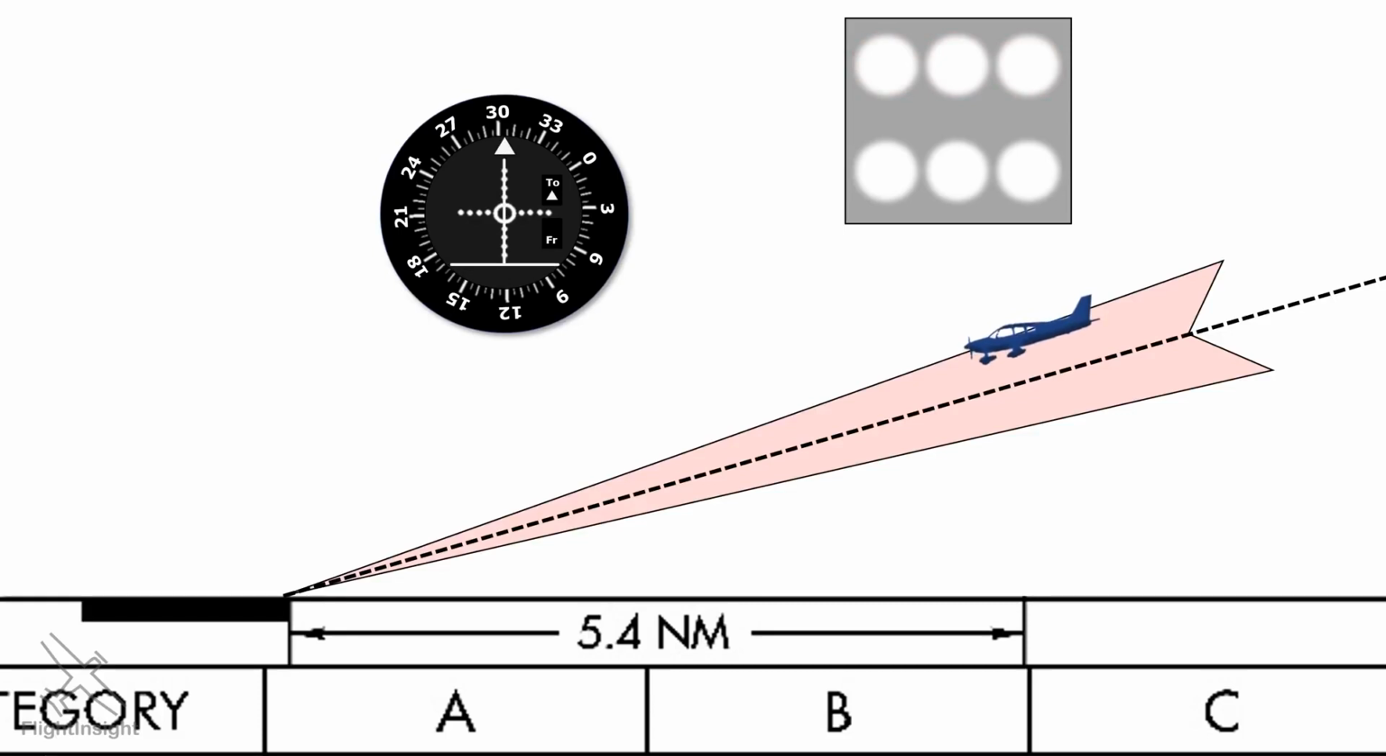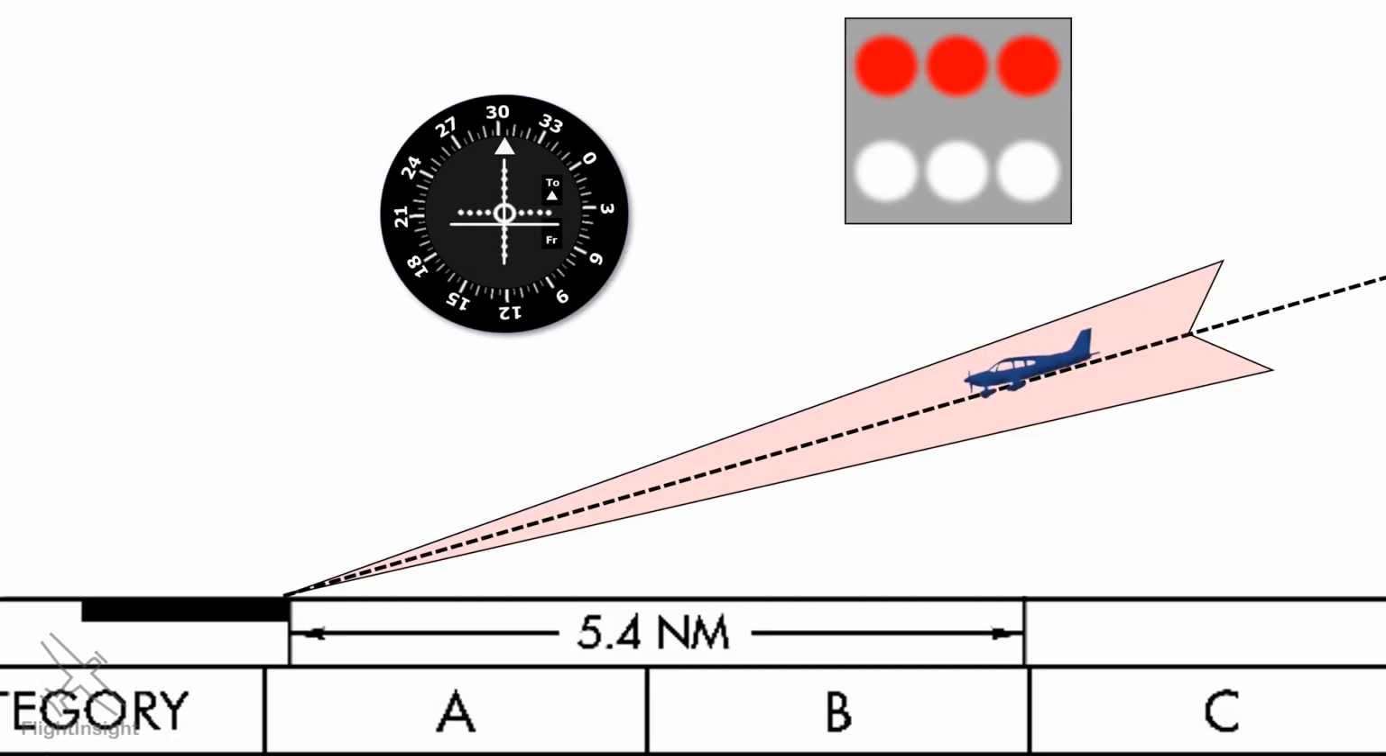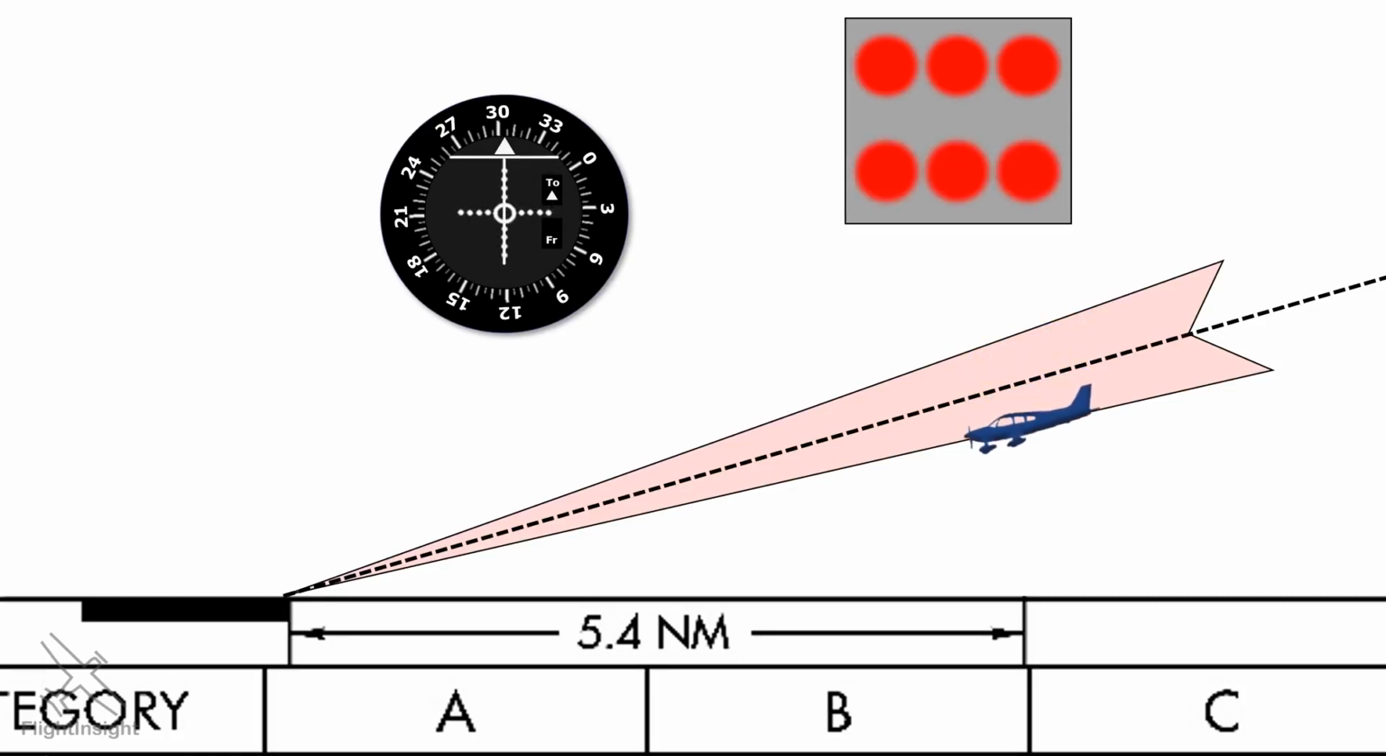If we overcorrect and drift below the glide slope, the needle will move the opposite direction and float above center, and the VASI will show red over red, we're too low. Notice that the needle moves incrementally, giving us an idea of how far off center we are, though the VASI can only indicate too high, too low, or just right.